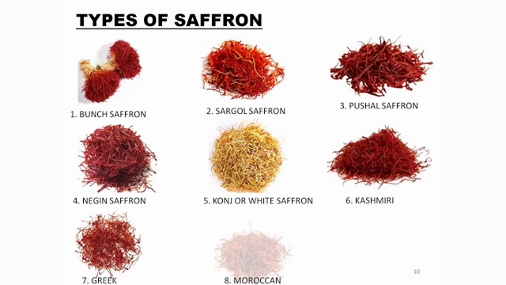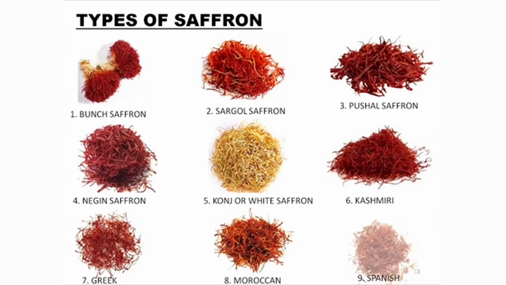And eighth one is the Moroccan. Moroccan saffron, generally this type of saffron is grown in Morocco, and Moroccan has a bit of a red, orange or yellow style. And the last one is the Spanish saffron. This variety of saffron is generally brilliant red and brighter in color.